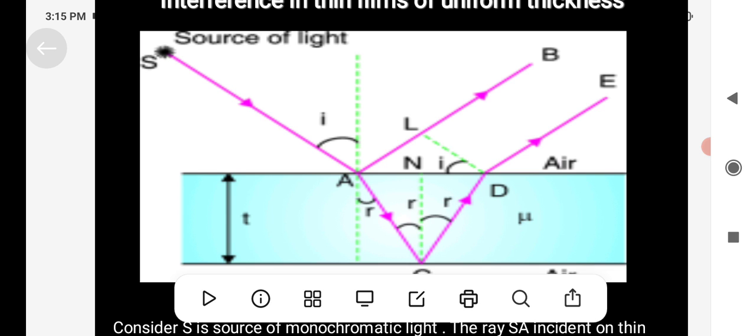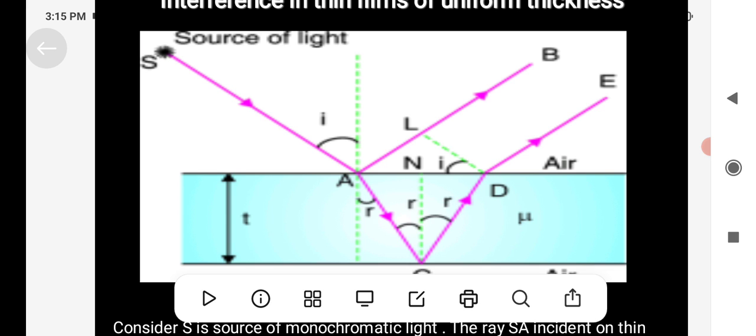Now both the rays are derived from the same incident ray SA. Both the rays have a constant phase difference. Both the rays are very close to each other, so they will satisfy the condition of interference, steady state interference pattern. So they will produce an interference pattern. Now this interference pattern depends upon the path difference between the two rays.